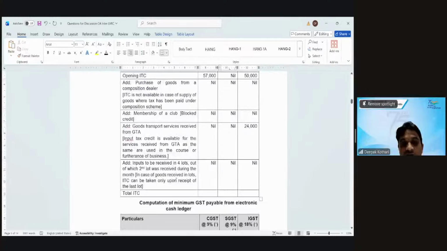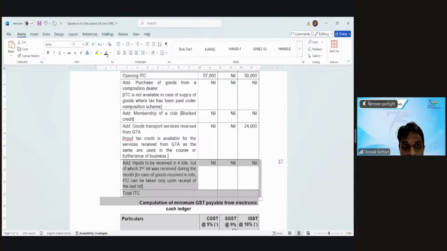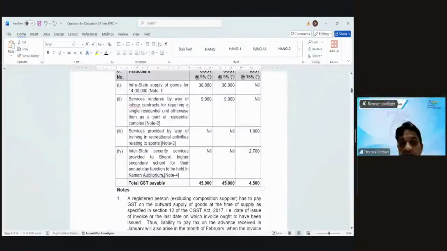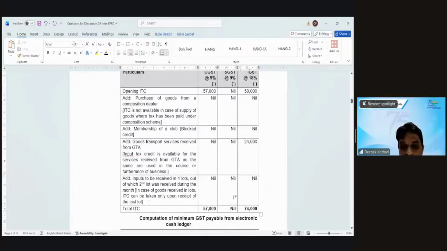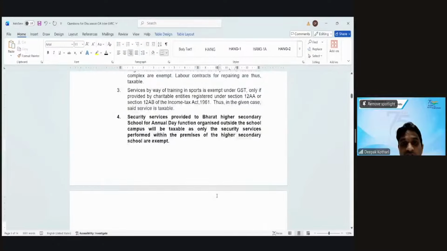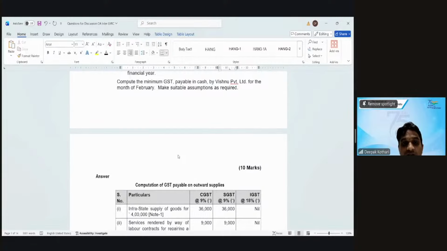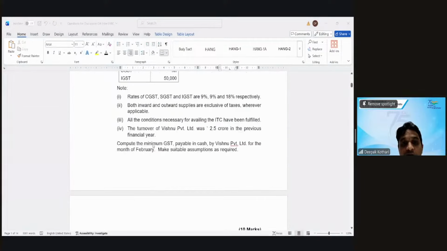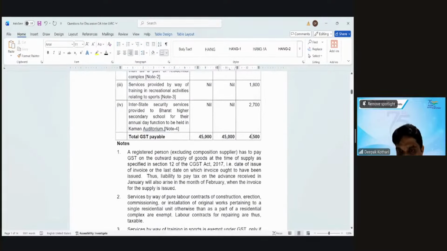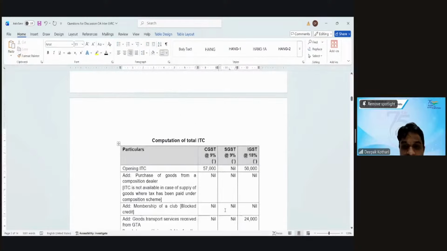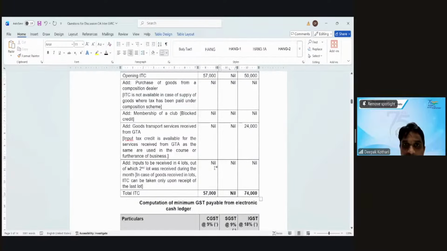Good. So my total ITC, I will add this up, including my opening balance. This is my credit which is available. So this is my outward and this is my inward. Now, what is the question asked, that you have been given the output and input? Compute the minimum GST payable in cash. That is, out of this output, I can utilize this much of input. How much is the cash payable? Come on, you have to compute this and tell me.